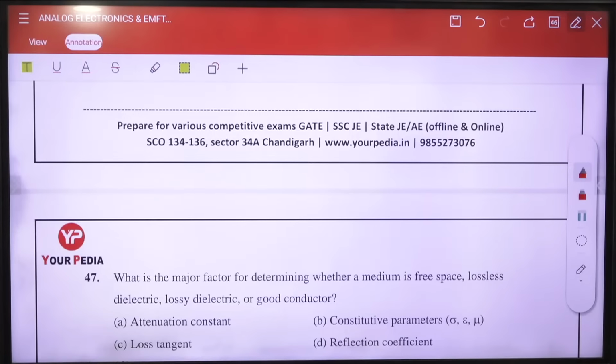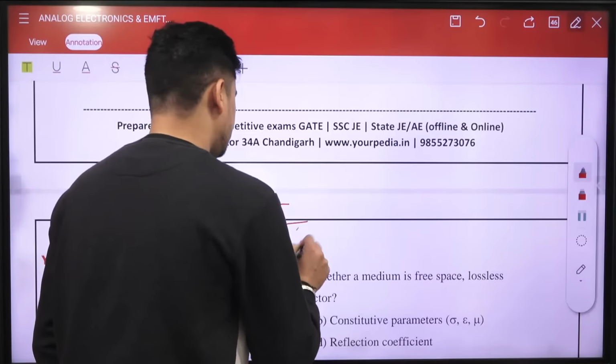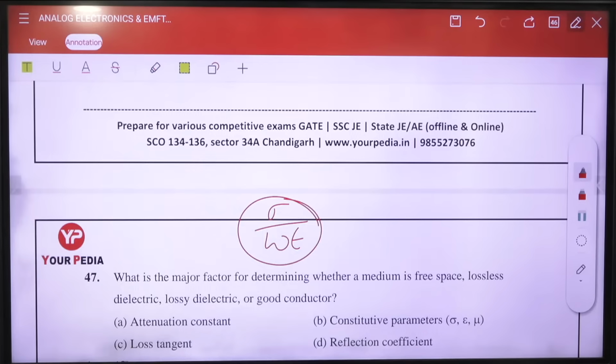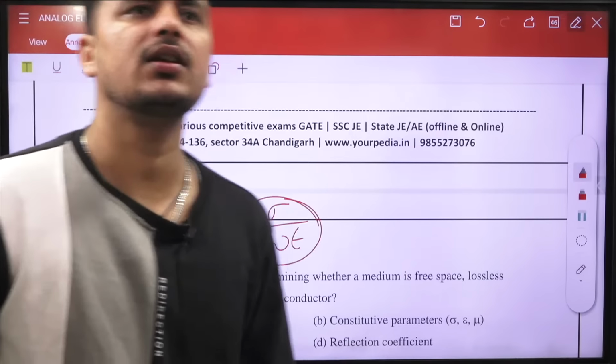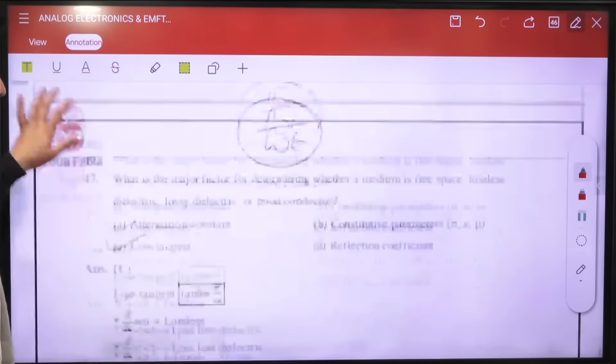What is the major factor for determining whether a medium is free space, lossless dielectric, lossy dielectric, or good conductor? So basically, we are deciding the medium on the basis of sigma upon omega epsilon, right? So basically, the major factor which is defining which type of medium is the loss tangent. Good. This is defined as sigma upon omega epsilon, generally known as loss tangent. So on the basis of this one, we will define which type of medium it is.